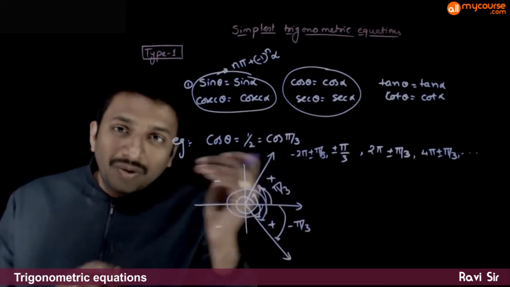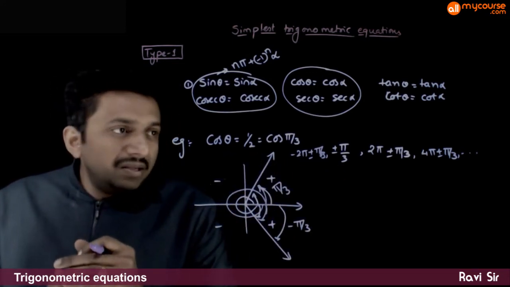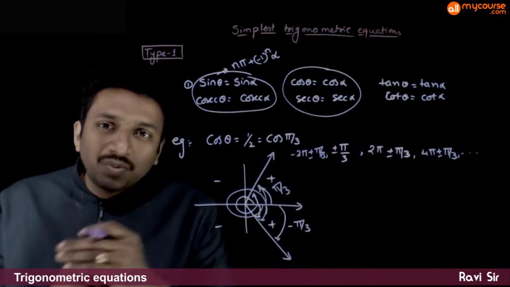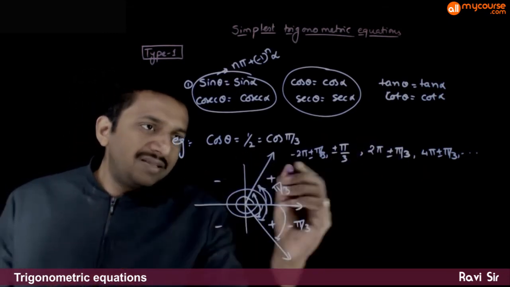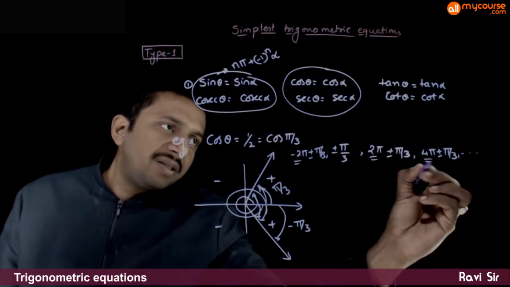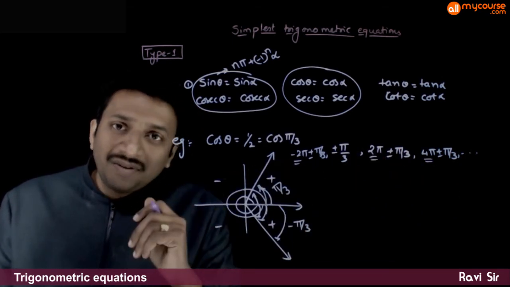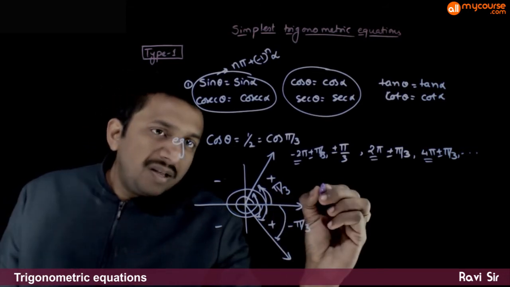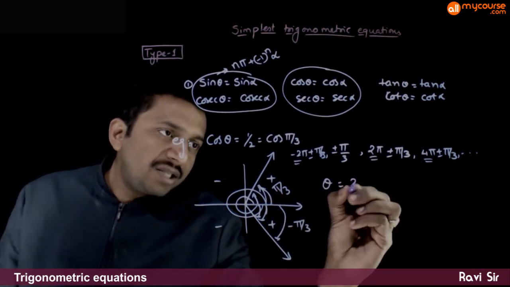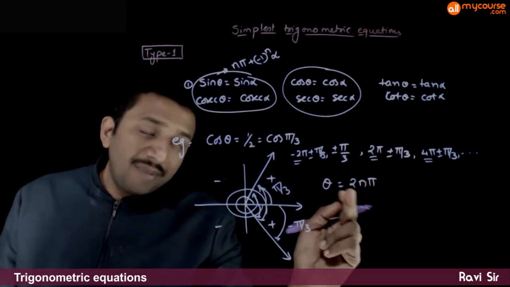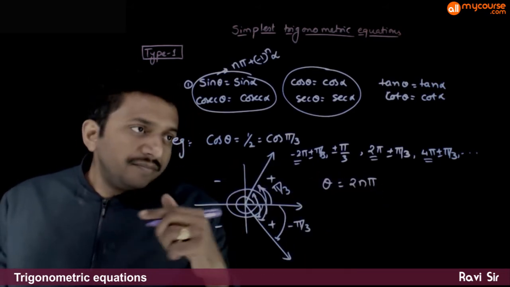So you can go on to the negative side also. So if you observe these solutions, is there a nice way to write these solutions? I can see that whatever numbers occur with pi this time, all those are even numbers. Odd numbers are not even visible to me. So theta is equal to, can I write it as 2n pi? Even multiples of pi can be written as 2n pi.